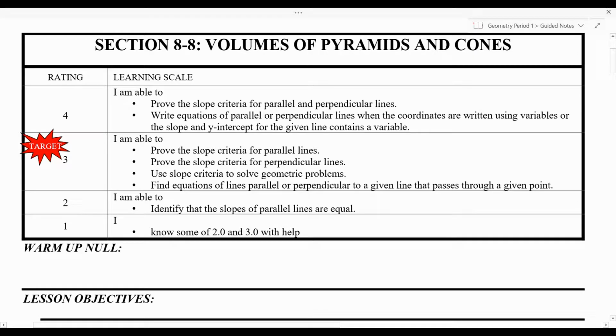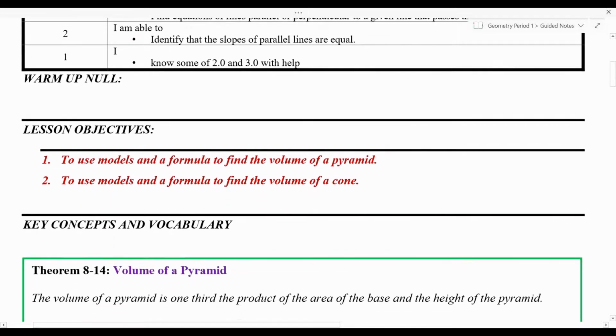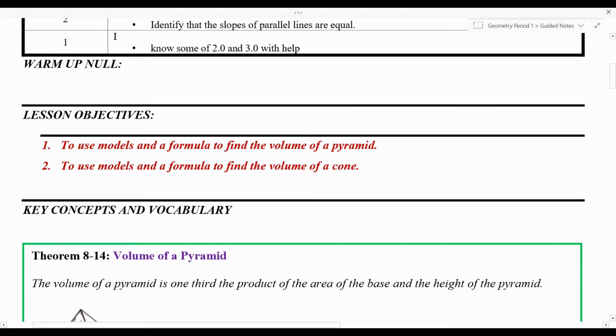Alright, section 8-8, volumes of pyramids and cones. Our lesson objectives for this lesson are to use models and a formula to find the volume of a pyramid, and to use models and a formula to find the volume of a cone.